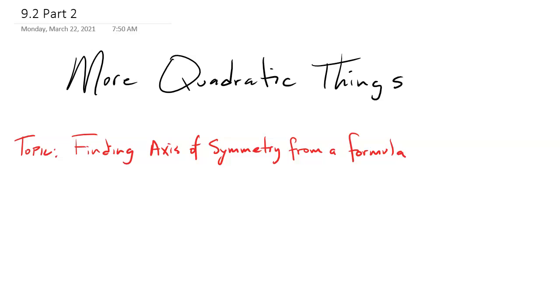Okay, so we're going to try to find the axis of symmetry from a formula in this. If I remember right, I think we have 3 things we're covering today.